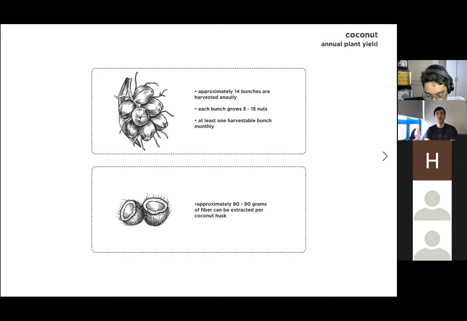So the annual plant yield is approximately 14 bunches. This is because coconuts grow sporadically. So approximately every month, you'll be able to harvest one fresh, newly grown bunch of coconuts. Each bunch can grow approximately 5 to 15 nuts. And each nut has approximately 80 to 90 grams of fiber, which can be extracted from the coconut husk.